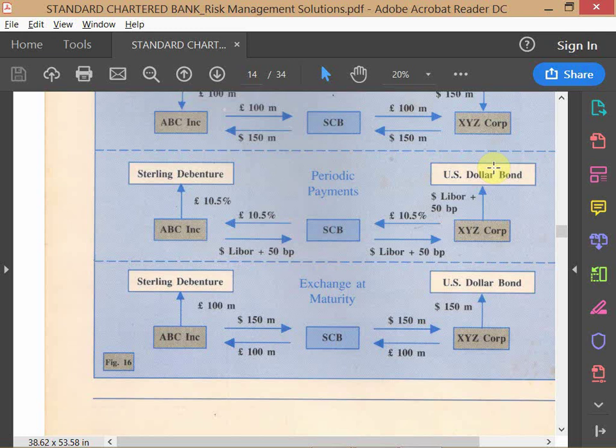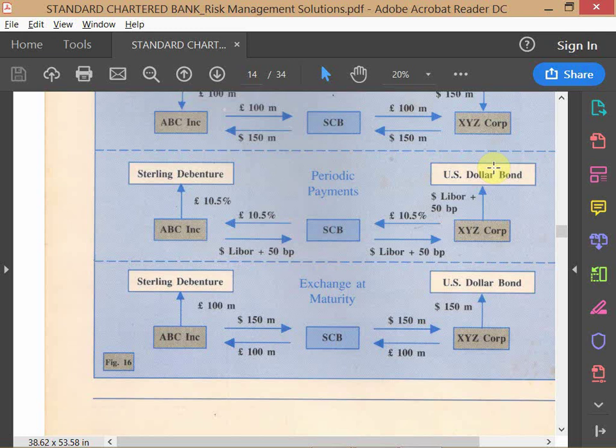Is my question clear? What is the net liability profile after adjusting the hedge position against the underlying position? What is the net liability profile of XYZ Corp? 10.5. 10.5 in which currency? Sterling, okay? So that's the correct answer.